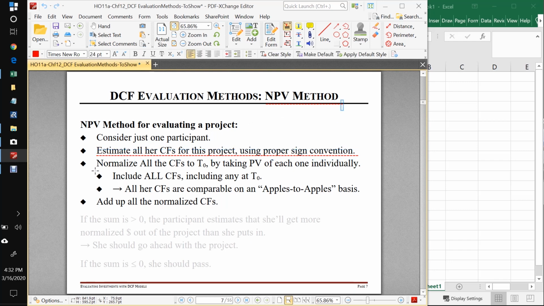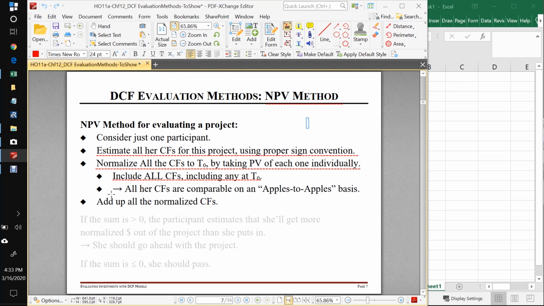And next step, once we've estimated her future cash flows for this project, we want to normalize these cash flows to t equals 0. How do we do that? We take the present value of each one individually, just like we've been doing, and we want to be careful now to include all cash flows, including any at t equals 0. So this is a little bit different than what we were doing in chapter 8. In chapter 8, we were considering only the future cash flows and getting the PV of those. So in this chapter, we're also going to include any cash flow that happens at t equals 0, okay?